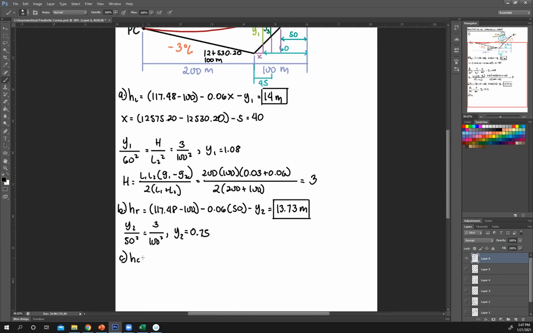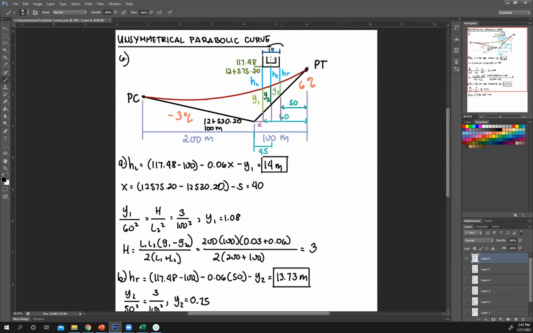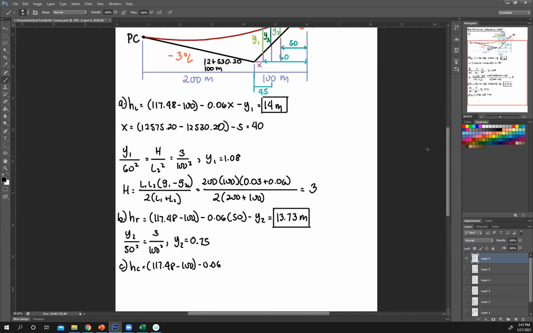Okay, so HC, same thing, 117.48 minus 100 minus 0.06. 45, we've established this is 45, right? If this is 40 plus half of your bridge 5, 45 minus y3.